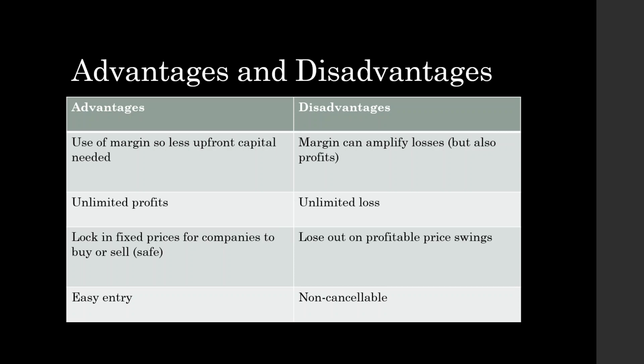So, for example, if they locked in a price of $50, but then maybe they're supplying oil, and the price of oil shoots to $100, they still have to sell at $50. So they lose out on that whole entire $50 of potential profit. And the last advantage is that it's easy entry, and then, as I said before, non-cancelable as a disadvantage.